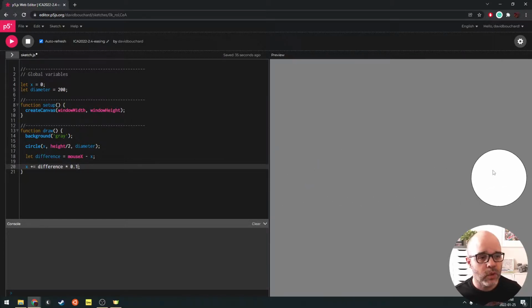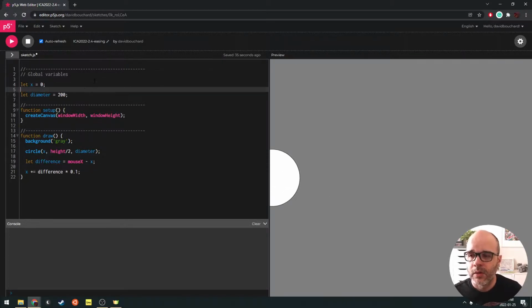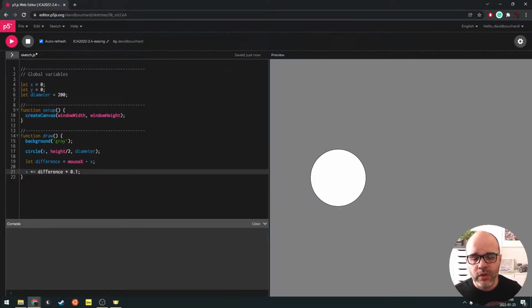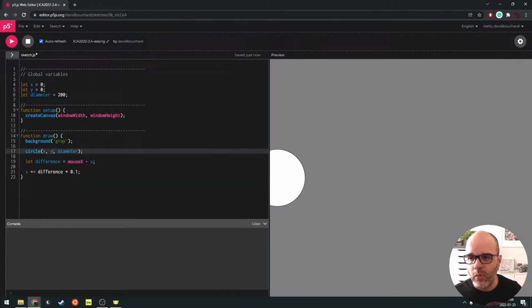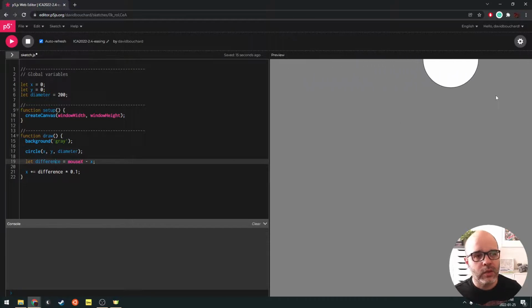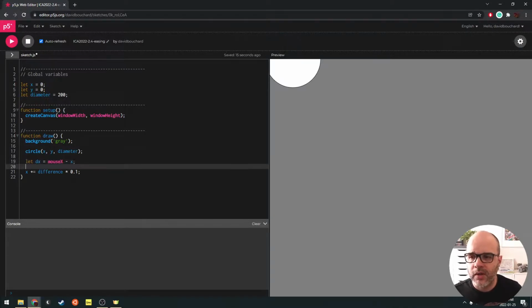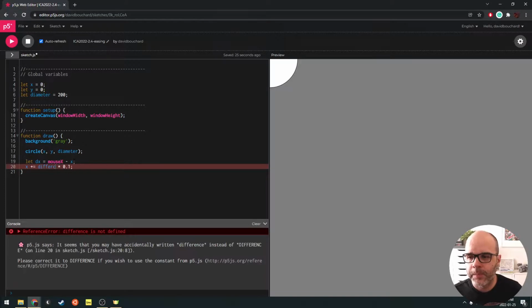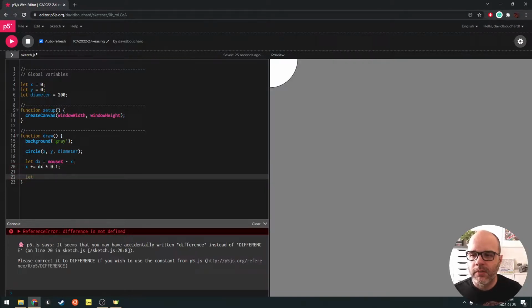If we wanted to do the same thing along the y-axis, we might create a variable for y. And here we're going to have to calculate two differences. First, we're going to put y here in our circle code so that it uses the value of y and x. Then we'll need to calculate two differences, one for the x-axis, one for the y-axis. So let's rename this, just for short, dx, just because it's shorter. And then we're going to do the same for dy, mouse y minus y.